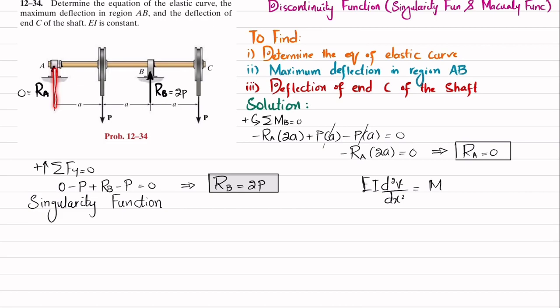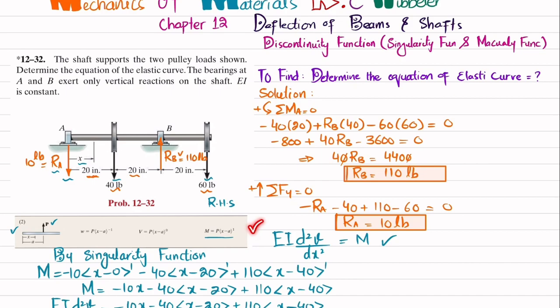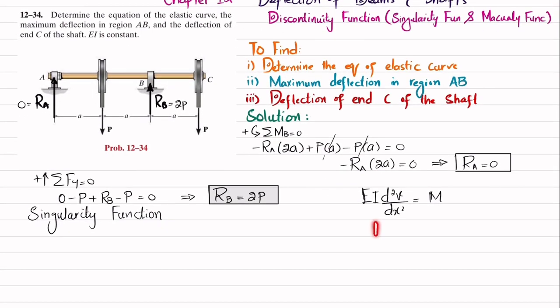And you can see the loading over here is point loading. So we will go to the table that is available in the book. I will go to the previous problem, and here you can see we have taken the second row, and this is the load P that is applied at a distance of a. For the moment equation you can see the moment is P times x minus a to the power 1. So I will copy it and write it over here. So this is the moment equation. M is equal to P times x minus a to the power 1.